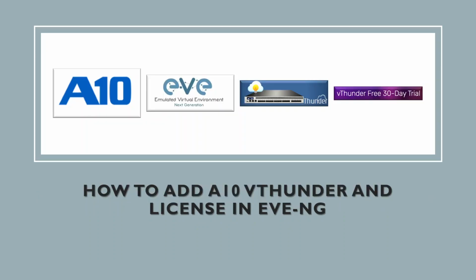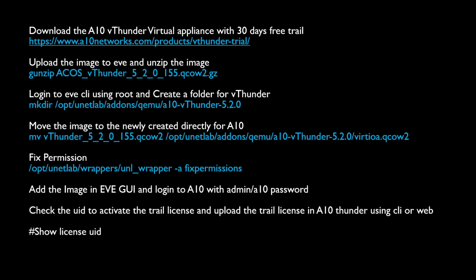In today's video, I'm going to explain how to add A10 vThunder and a trial license in EVE-NG. So download the vThunder virtual appliance with a 30-day free trial license. You can go to this link and you'll be able to download the image. I'll show you how to do it.